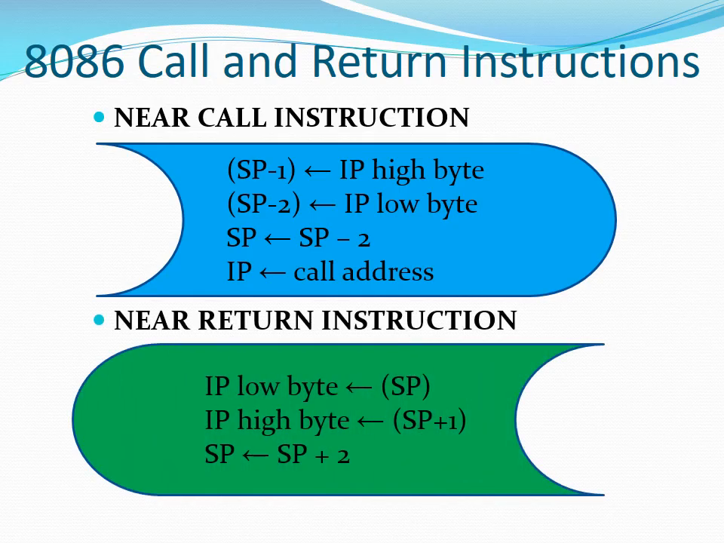For the near return instruction, the contents of the memory location pointed to by SP is loaded into the lower byte of IP, and the contents of the memory location pointed to by SP+1 are loaded into the higher byte of IP. SP is incremented by 2. In other words, the return address is popped from the stack. This makes program execution branch back to the instruction that follows the last call instruction.